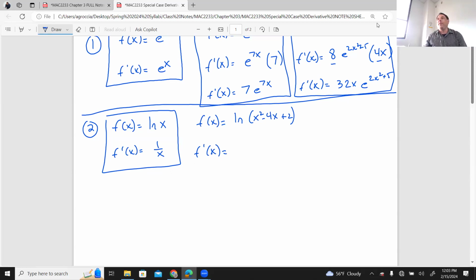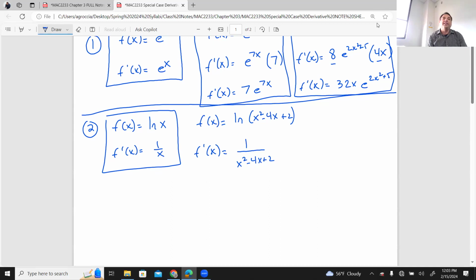So how do you take the derivative of an ln? Here's really how you do it. It's 1 over the original inside, x squared minus 4x plus 2. It's 1 over whatever you're taking the ln of. That's that 1 over x stuff.